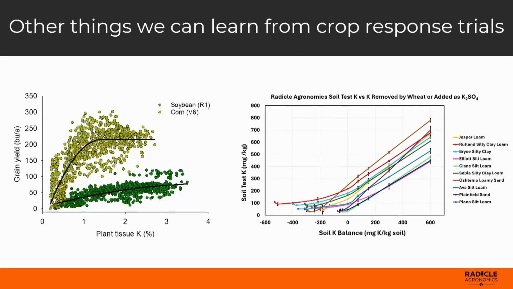Now, almost every state says all soils have the same buffer capacity across all soil test ranges. Okay? It's not true. And the other thing that we found is where that slope change really occurs, that's where we find the critical soil test level as far as the plants becoming potassium deficient. So we're going to use this, and all of these soils that are here are part of our crop response trials.